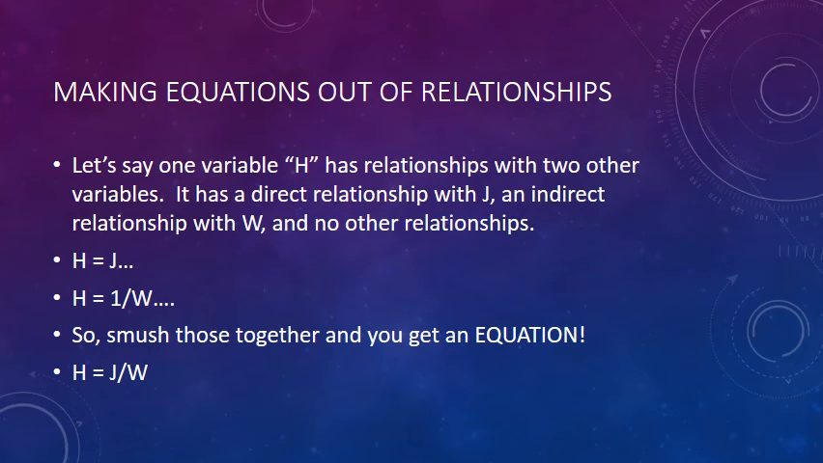So if you look at the two individual relationships, we know that H has to be on one side of the equal sign and J has to be in the numerator of the other side. And I know that H has to be on one side of the equation and W has to be in the denominator of the other side. If you take those two relationships, and they're the only two things that affect H, you can smush them together and get an equation which contains both relationships. The equation you would get is H equals J over W.